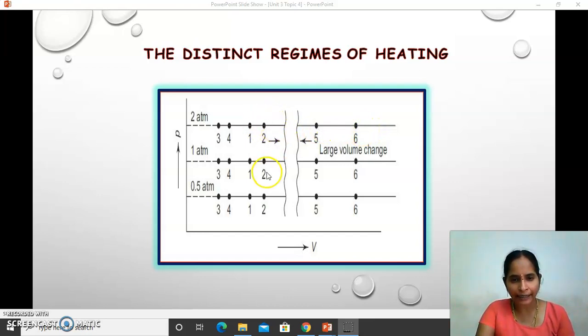So at constant temperature and constant pressure, all the ice is melting and converted to water, and at state 4, all the water is converted into water vapor, right?